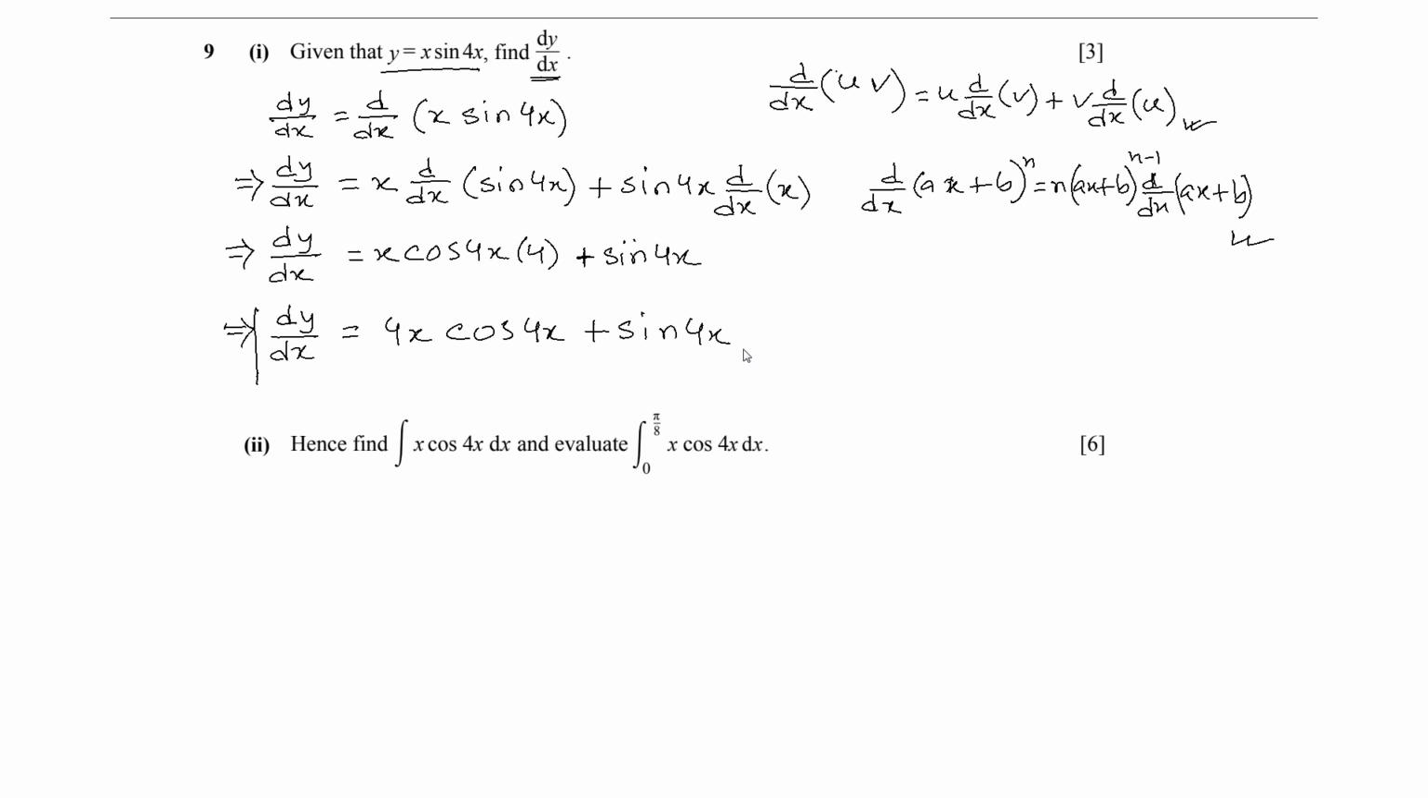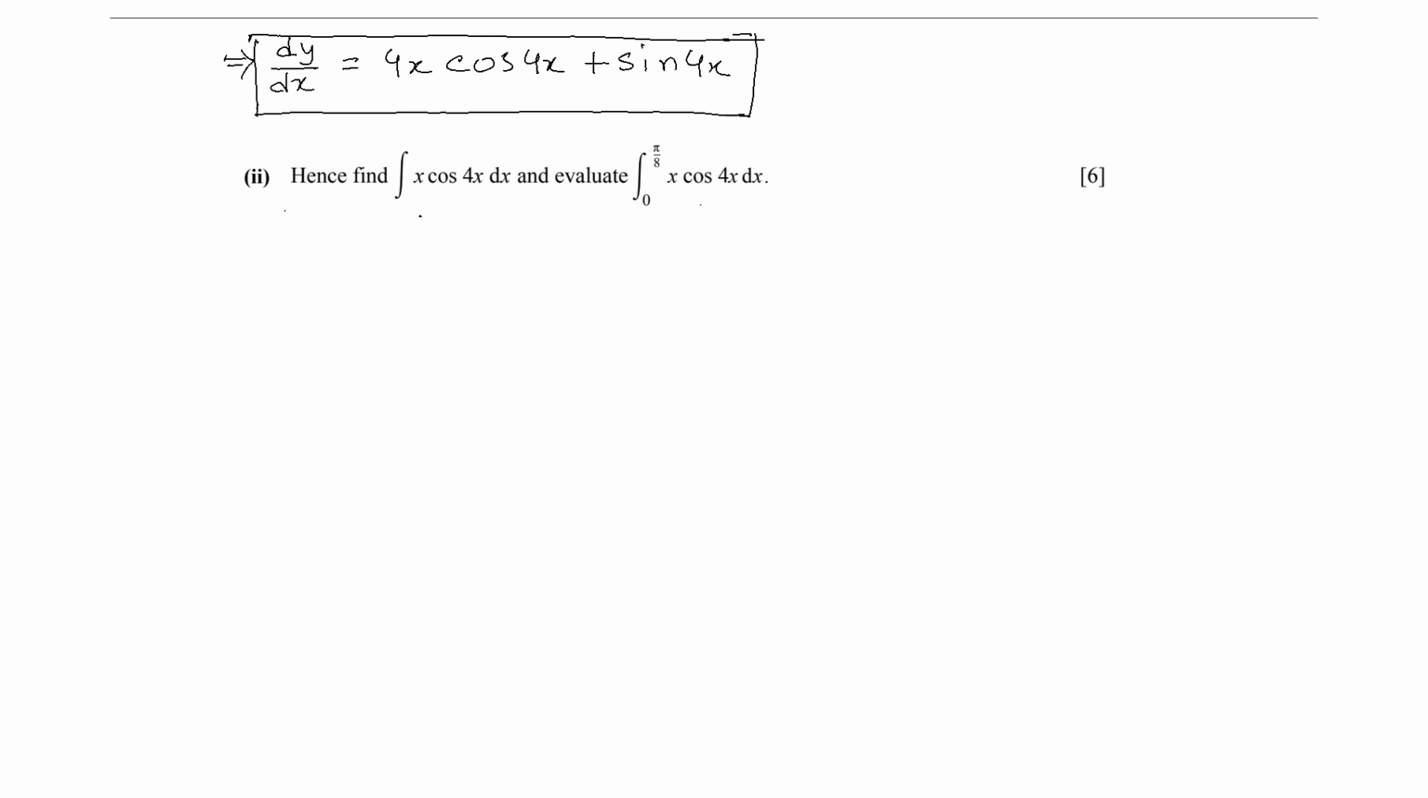Now we have completed the first part of this question, which is the differentiation problem. Now let's move on to the next part of the problem, which is an integration problem. Let me scroll down the page a bit. Now it's okay. In this part the question says, hence find the integration of x times cos 4x, and we have to find the value where the lower limit is 0 and the upper limit is 1/8 of a pi. The word hence in any question tells us to use the answer we got in the previous part of the question, and by using that part we have to find the integration of x times cos 4x.